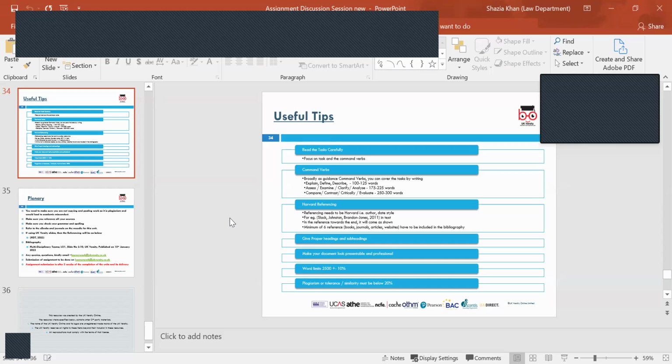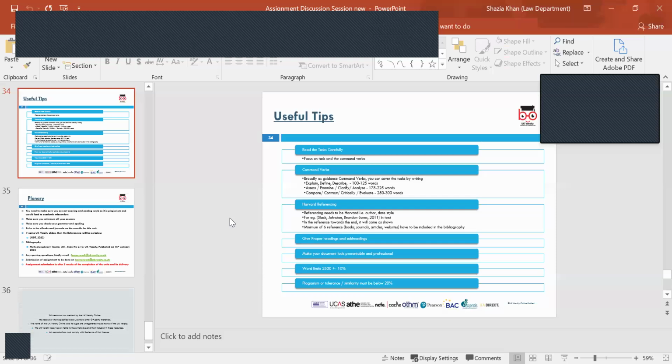Harvard referencing, again, is really important. Referencing needs to be Harvard style, as author, date, in the main text. For example, Slack, Johnston, Brandon-Jones, 2011 in text. And then in the reference list towards the end, it will come as shown, which is the full reference with the publisher, the name of the book, the author, the year of the book, and the edition. Minimum 6 references, books, journals, articles and websites, have to be included in the bibliography.